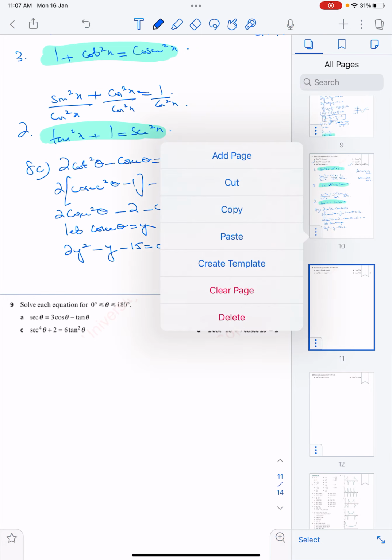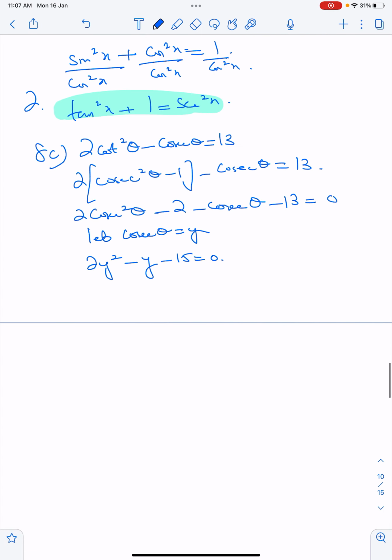Breaking the middle term, it will give me 2y square minus 6y plus 5y minus 15 equals to 0. Now see, if I am adding them up, I am getting the middle term, which is minus 1. When multiplying them, it is going to give me minus 30y square, which is the product of the first and the third term.